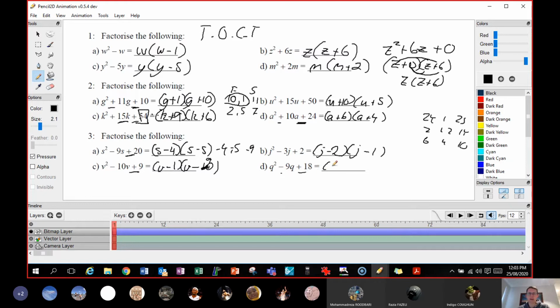So that's going to be negative 6 and negative 3, because negative 6 times negative 3 will give me a positive 18. But negative 6q minus negative 3q will give me negative 9q.